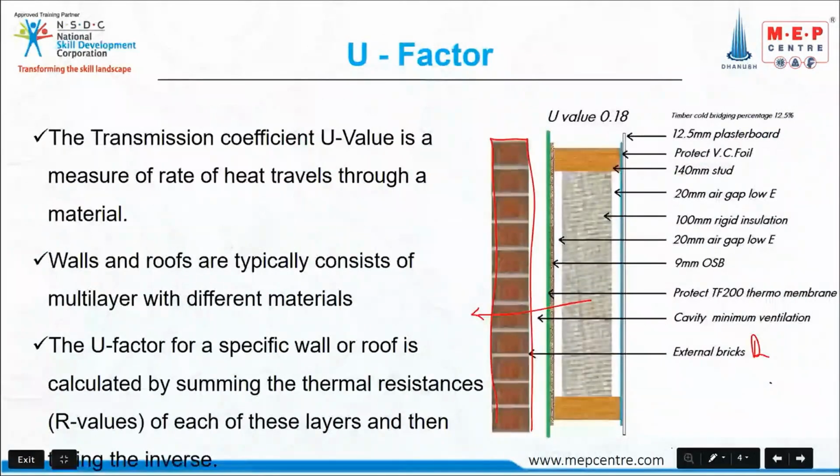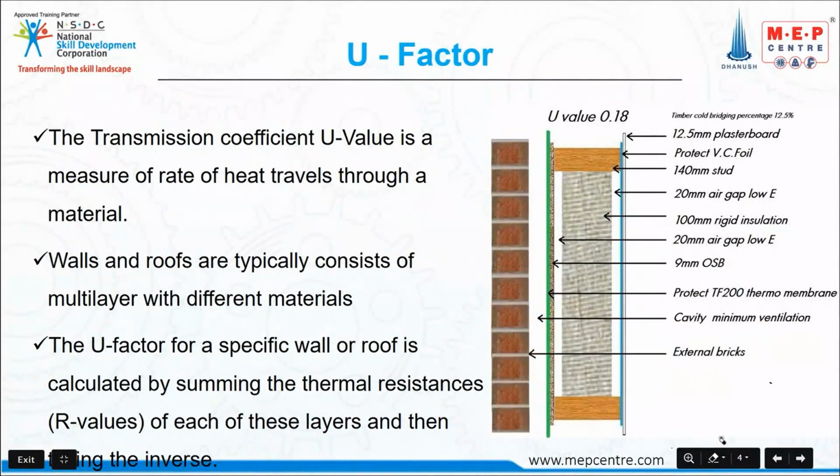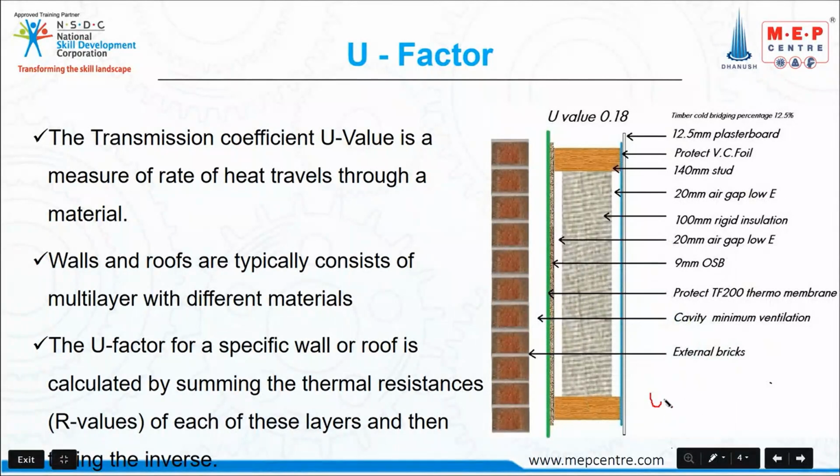So we need to sum and find the R value. When we take the inverse of the R value, we get the U factor. So simply, U equals 1 by R. Hope you are clear, right?